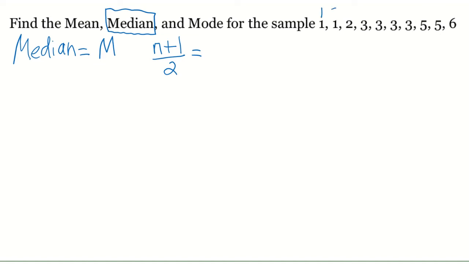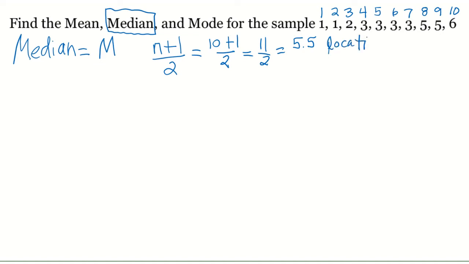So once again, we're going to count to see how many data points we have. We have 10 data points, so our sample size n equals 10. That means that's going to be 10 plus 1 divided by 2. That gives me 11 divided by 2 equals 5.5. So this is the location of the data point. So 5.5 is going to be right here.